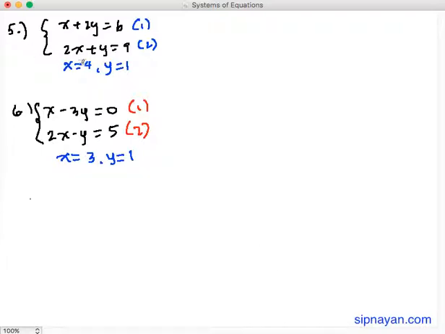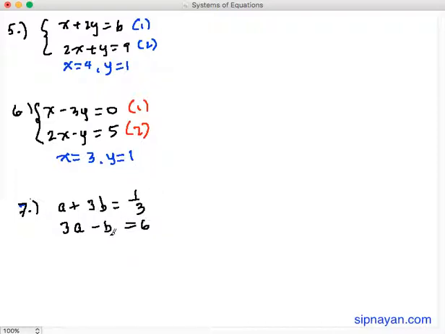Okay, number 7. Ito yung pinakahuli natin. We have a plus 3b is equal to 1/3, and 3a minus b equals 6. Hindi palaging ano yan, hindi siya palaging a whole number or integer. Minsan may fraction din tayo.